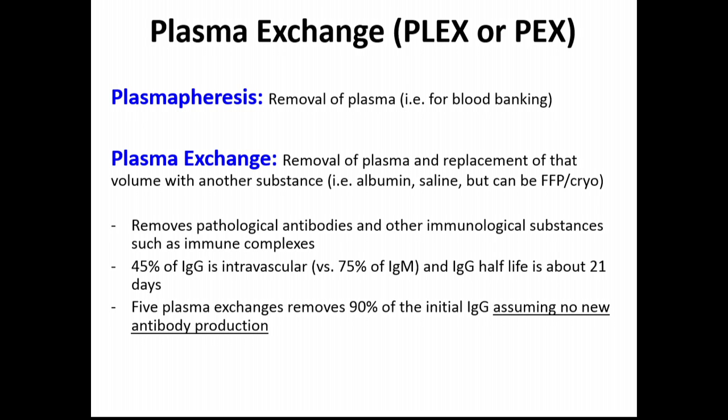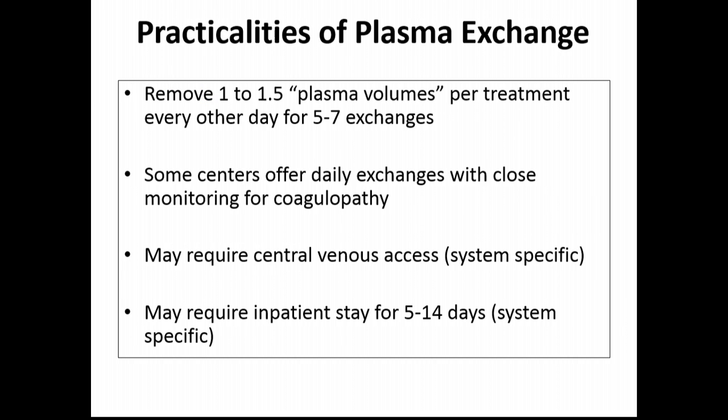Plasma exchange means you're removing plasma and giving back something else. And what you're doing is you're getting rid of pathogenic antibodies and other immune substances. And 5 plasma exchanges removes 90% of the initial IgG, assuming no antibody production. So if you have a monophasic process, great, plasma exchange and you're done. But for anything chronic, if you don't chase it with something else, steroids or some other thing, the thing's just going to come back again. So plasma exchange is not a substitute for steroids unless it's monophasic.